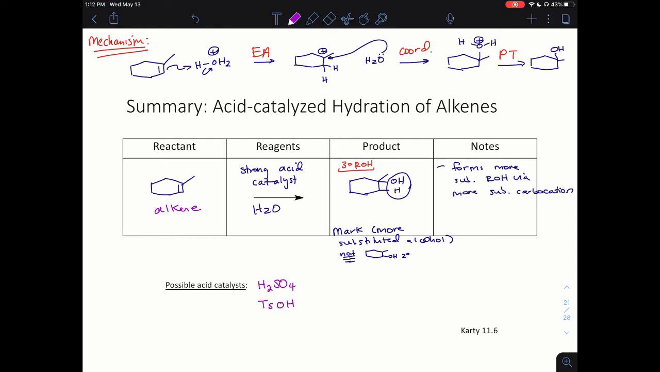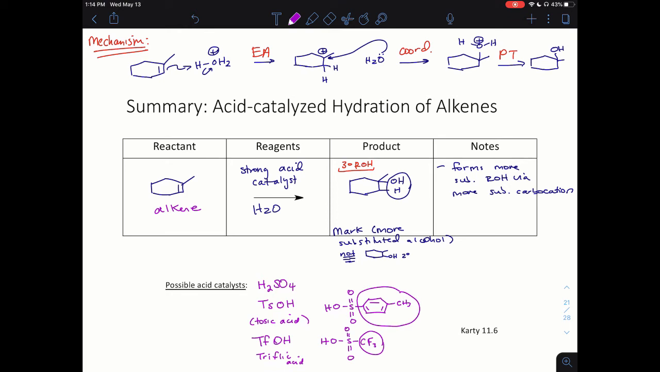The organic version of sulfuric acid, tosic acid, that we have discussed before in the context of tosylates, is an excellent choice. A strong acid we have not discussed yet is called triflic acid. Triflic acid is another sulfonic acid, but it has a trifluoromethyl group instead of this tosyl group, this aromatic group that tosic acid has. So these are all appropriate acids.